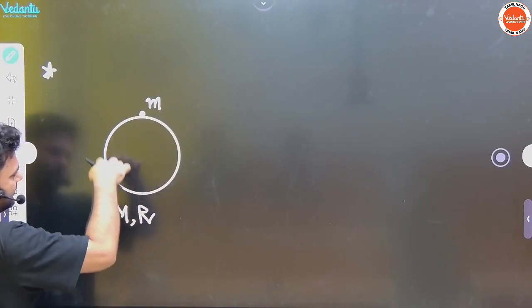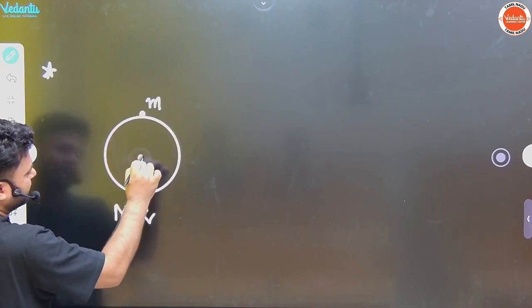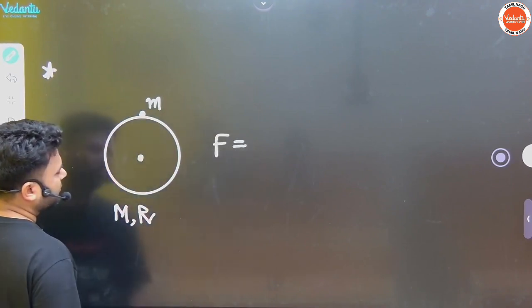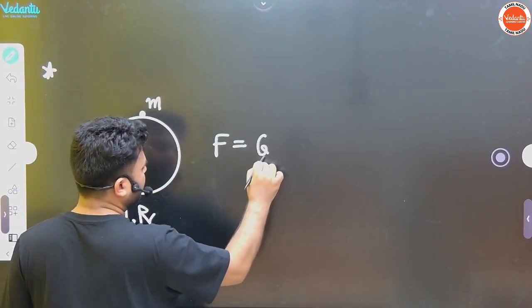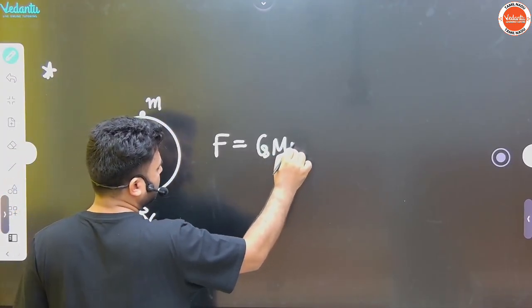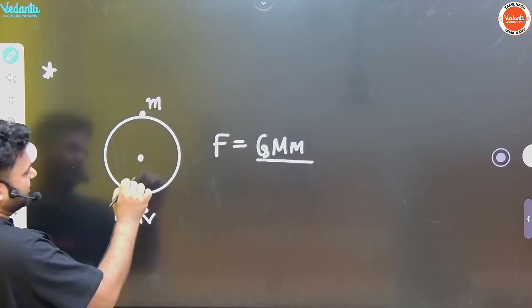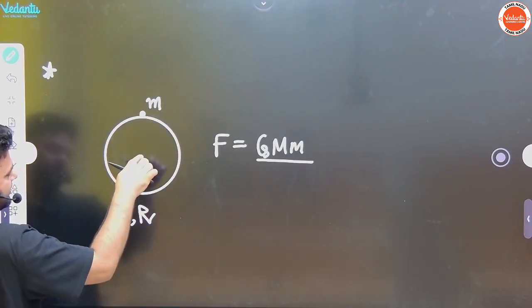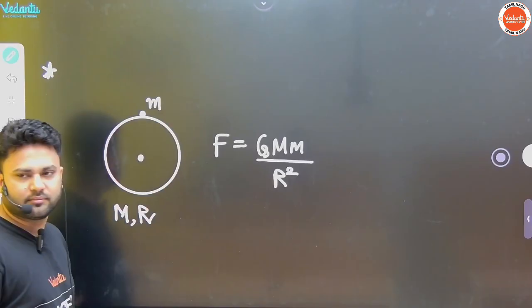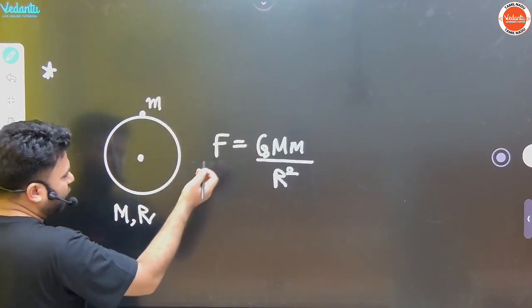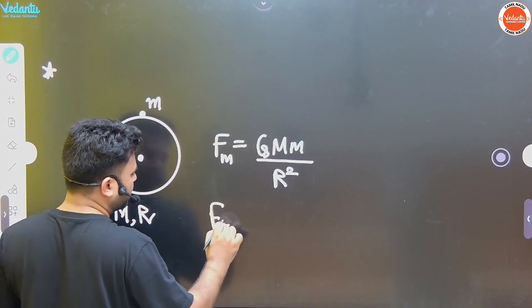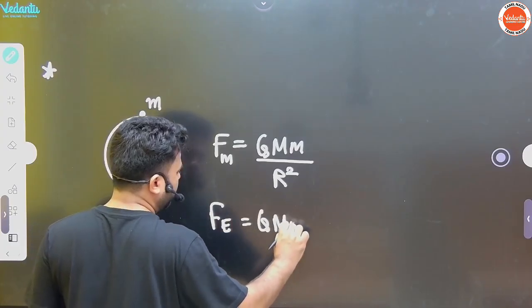This is the earth, and this is the center of the earth. If someone asks what is the gravitational force between them, the force is G m1 m2 divided by the distance between them squared. Suppose m1 is the mass of the earth and m2 is my mass. The distance between us is the radius, so r square. This will be the force on me as well as the force on the earth, the same value: G M m by R square.